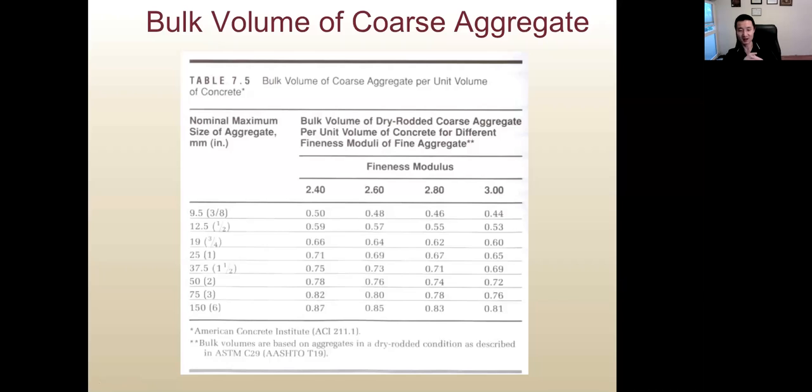0.71 cubic yard of coarse aggregate per cubic yard of concrete. If the fineness modulus of the sand is somewhere between these values, again, we use linear interpolation.